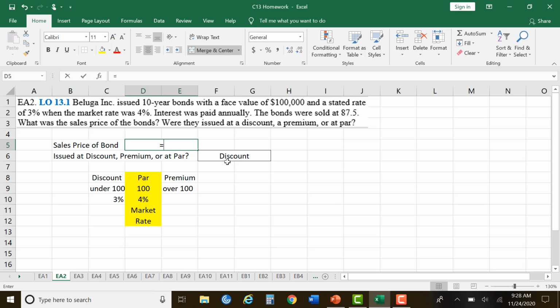So it would be 100,000 times 0.875. So 87,500.